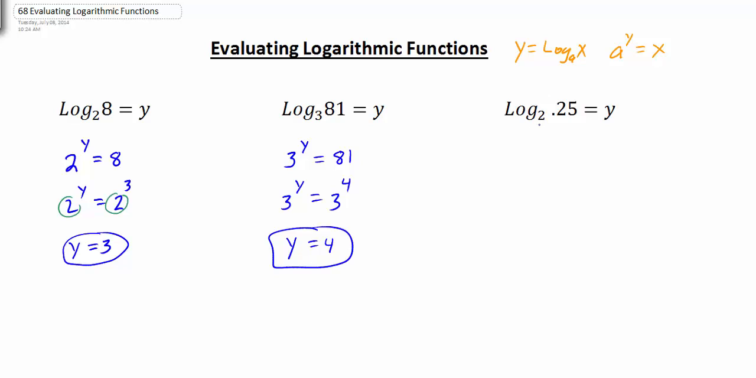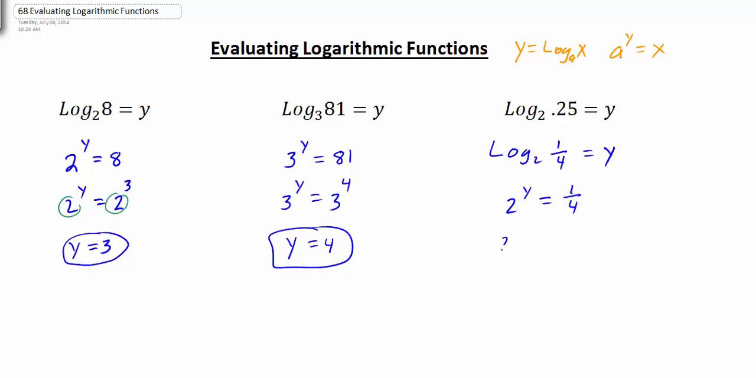And then we have log base 2 of 0.25. Now for this one, it may be to your advantage to rewrite this as a fraction instead of a decimal. We know that 0.25 is the same thing as 1/4. And now we could think of this as 2 to the y equals 1/4.